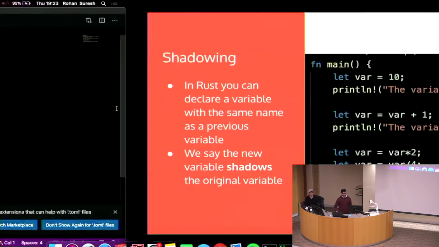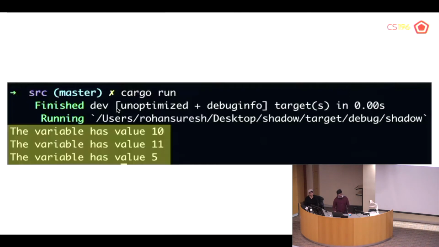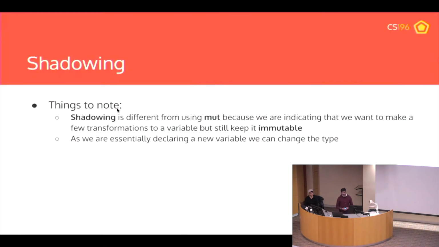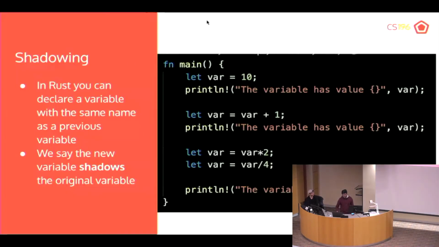So why is this different than using the mut keyword? It's different because we're indicating that we still want to keep an immutable variable. We are making a few transformations to it, but when another programmer looks at our code, we want them to know that this is still immutable and they shouldn't be changing it unless they're doing a transformation like the ones we listed before. And because we're essentially declaring a new variable, we can change its type. If I changed the integer over here to be a string or an emoji, we can do that. It won't throw any errors.